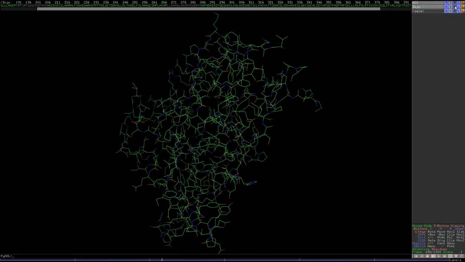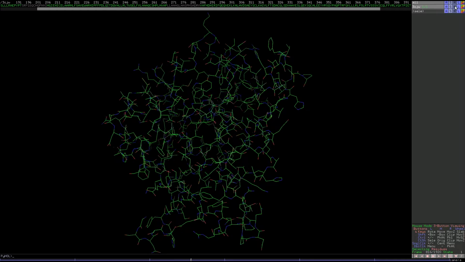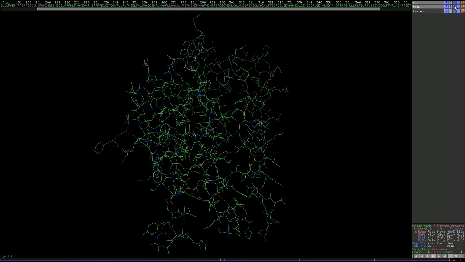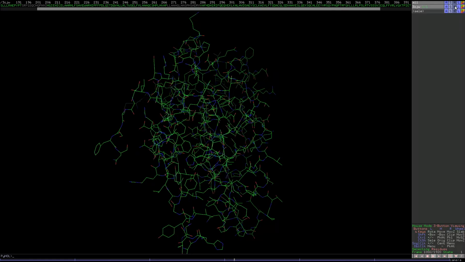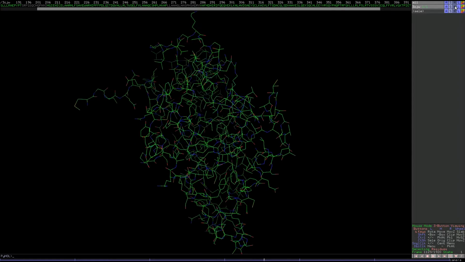3CJW, whose resolution is 1.48 angstroms, which covers the amino acid positions 175 to 414. And the method used to get the PDB structure is X-ray.